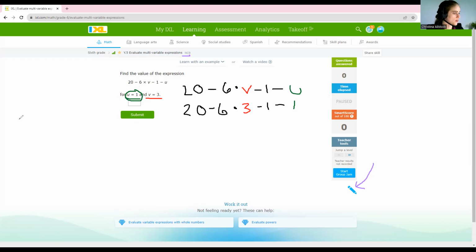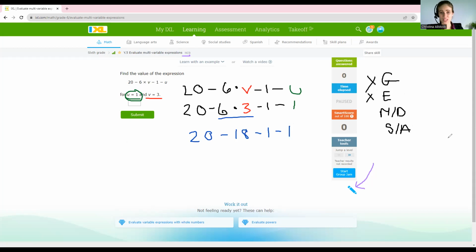And remember, with your order of operations, I like to use the mnemonic GEMS. So G is for grouping symbols, E is for exponents, M is for multiplication or division, and S is for subtraction or addition. So when I look through that, I don't have any grouping symbols. I don't have any exponents. So that means we need to start with any multiplication or division. And I have multiplication. So everything else stays the same, but 6 times 3 is 18.